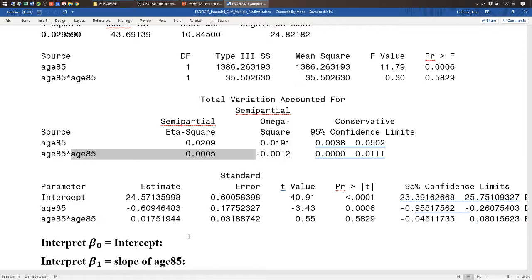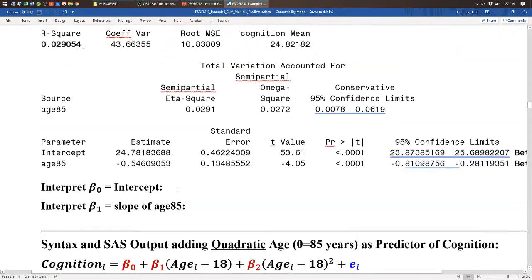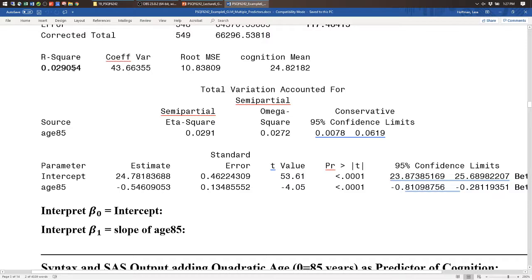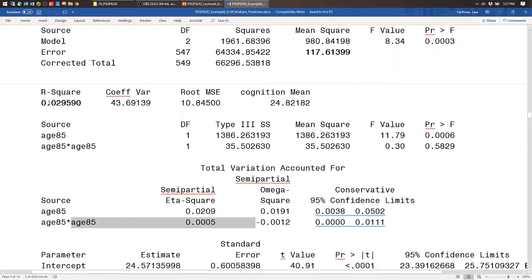Change in R square, yeah. So the linear age model's R square was 0.029054, and now it is 0.029590.